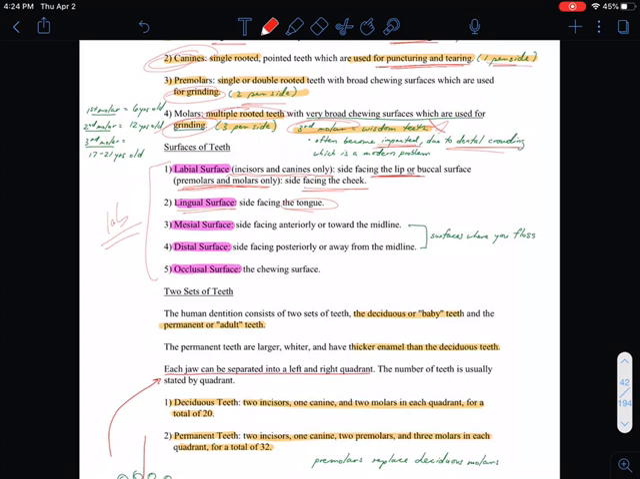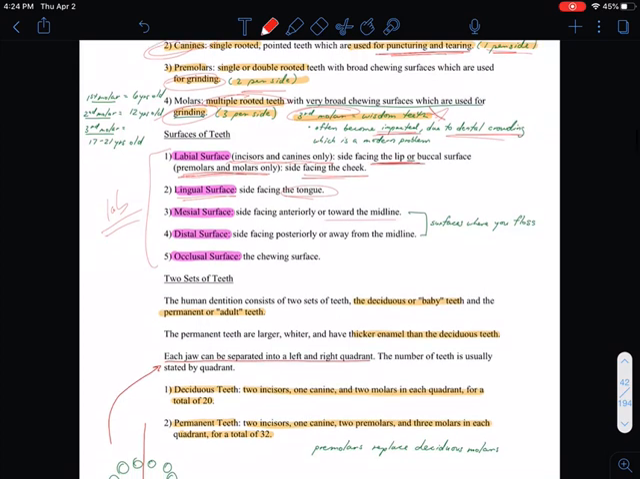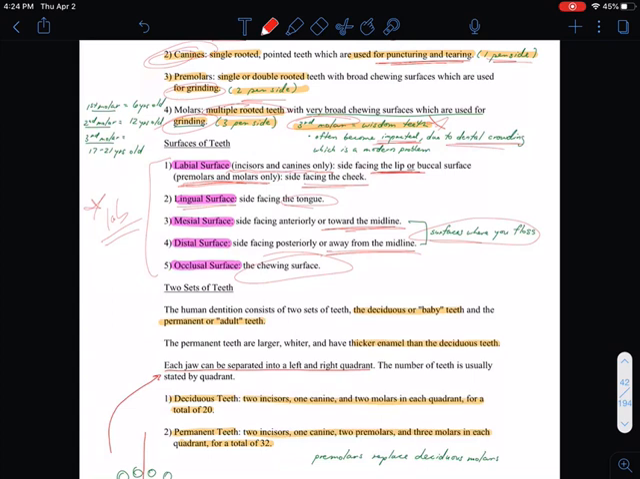Mesial surface is facing anteriorly toward the midline. That's kind of the surface where you would floss. Distal surface is the surface facing posterior away from midline. Occlusal, that's where your teeth articulate with one another, that's where you chew. Again, usually they'll point at these when you're taking your lab practical and ask you which surface they're pointing to, but we have seen it on the exam, which is why I wanted to point it out.